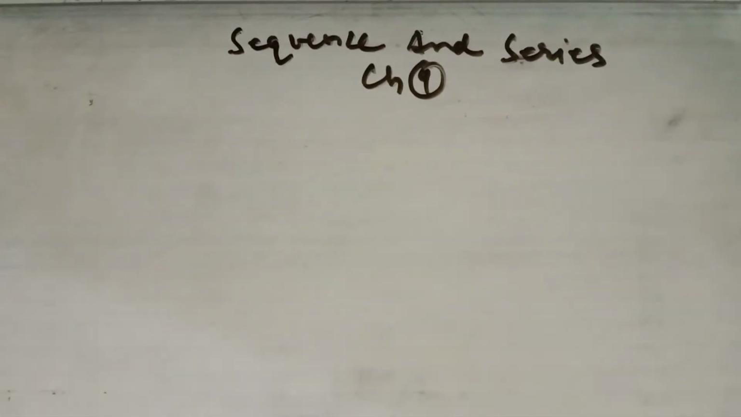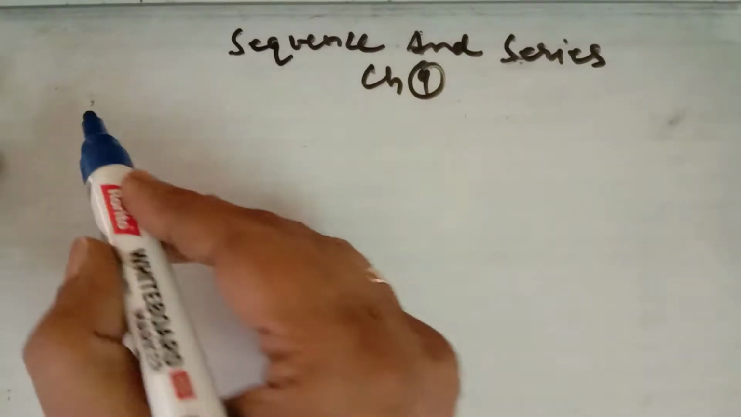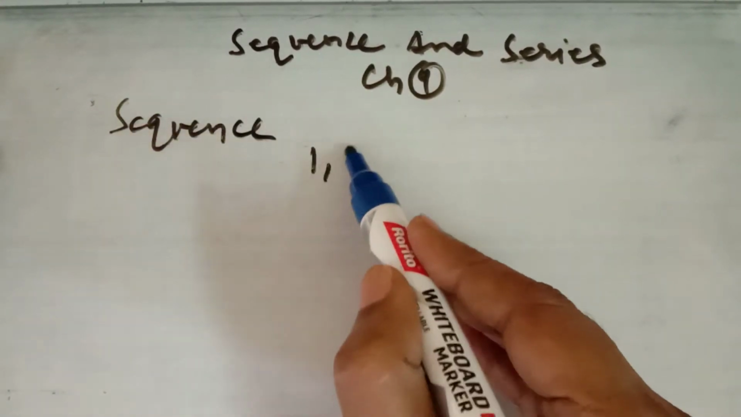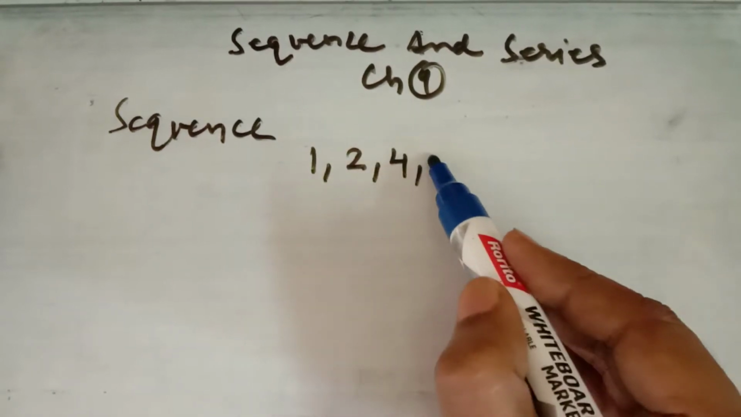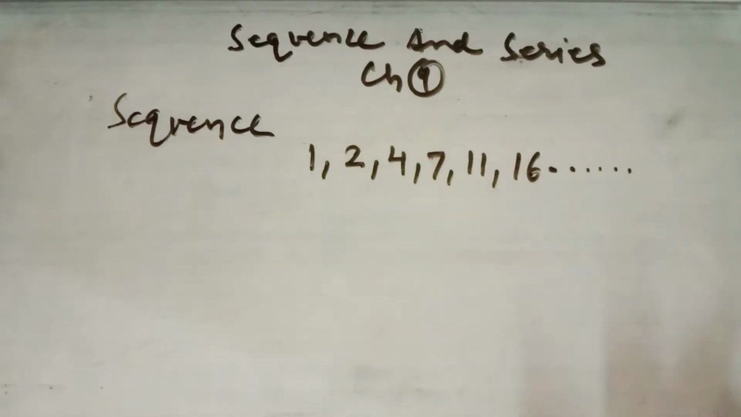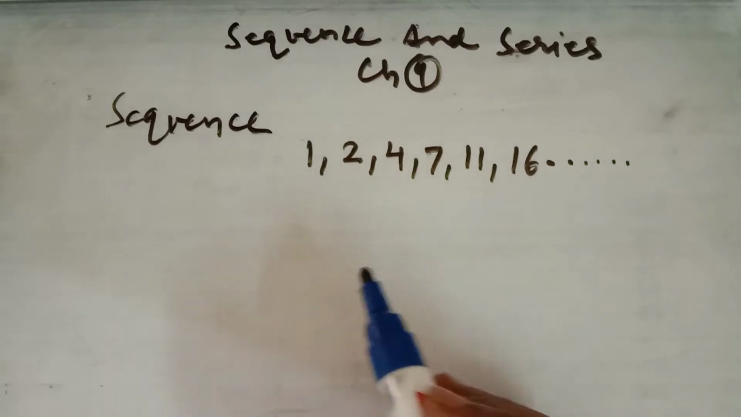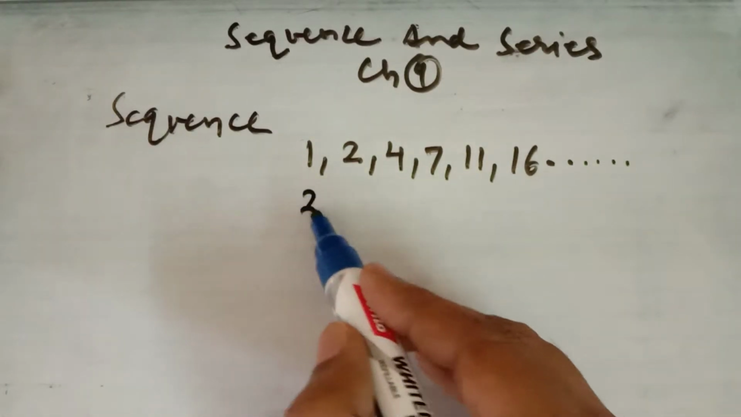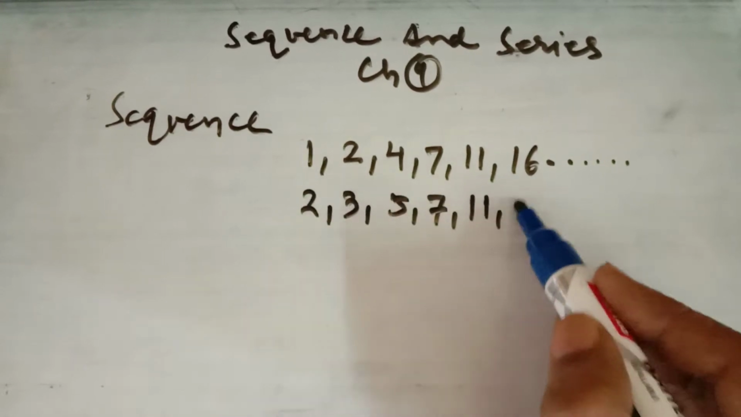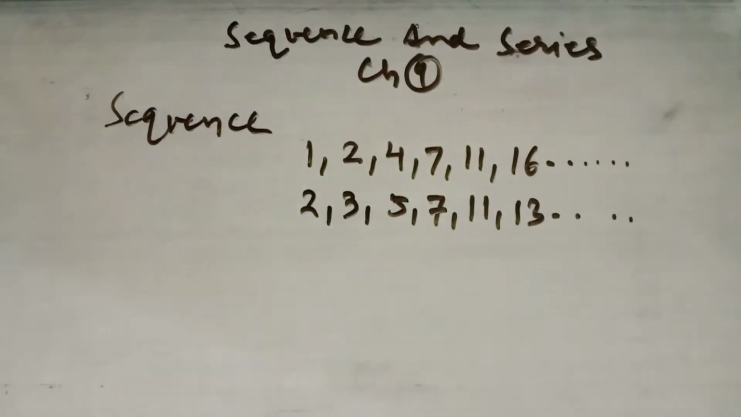Now, what is a sequence? A sequence is a pattern of numbers which is written in a definite order. For example, 1, 2, 4, 7, 11, 16, and so on. I have written these numbers in a definite pattern. Let us take another: 2, 3, 5, 7, 11, 13, and so on. Now, these numbers are written in a definite pattern.